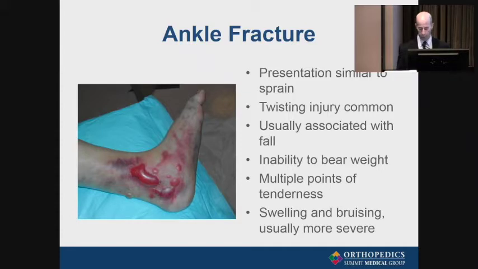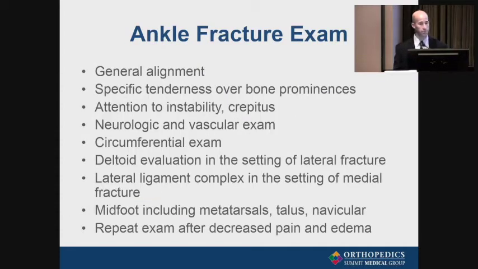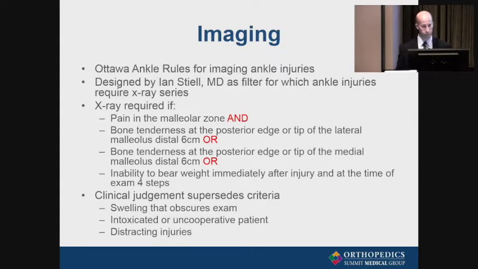Typically, we expect to find bony tenderness rather than soft tissue tenderness. General alignment, crepitus over bony landmarks is important to look for. Neurologic and vascular exam is very important. There are very few surgical emergencies other than an open fracture in this setting. But if you do find a dysvascular foot, you'd be doing the patient a favor by referring them for hospital care. Combined soft tissue and bony injuries are very common.